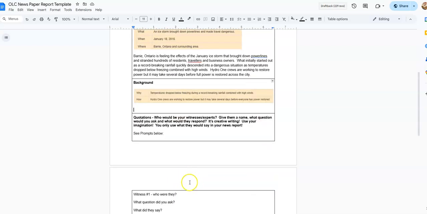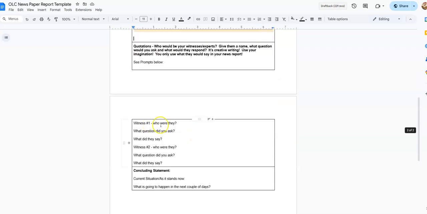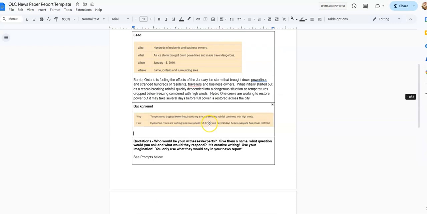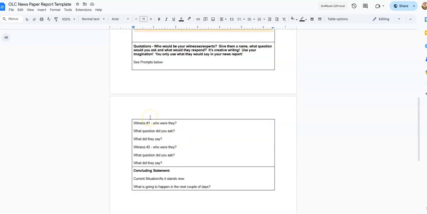Here's one of the biggest challenges that you're going to have to do: you're going to have to think about, when it comes to this ice storm, who would be involved. So I would think about police. I think it said residents, travelers, and business owners were impacted or stranded. So I would want to investigate police because they would have had some problems helping people. I would want to interview Hydro One workers. So that's in Ontario, Hydro One, because if there's no power because of an ice storm, they would be involved. So I might interview them.